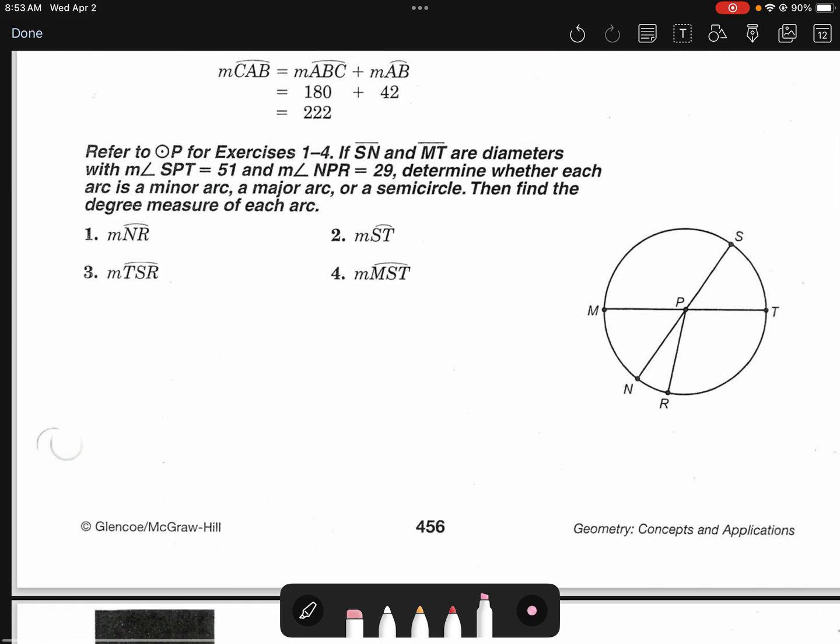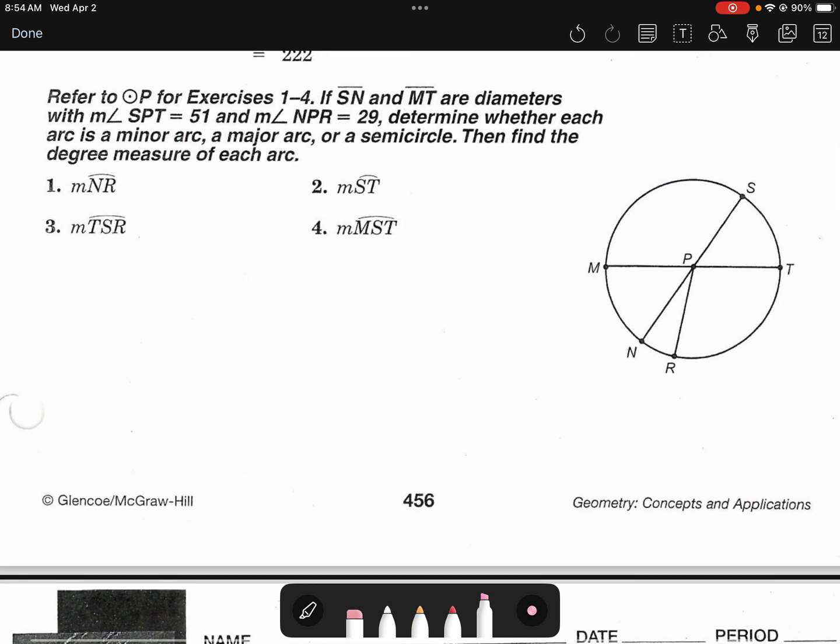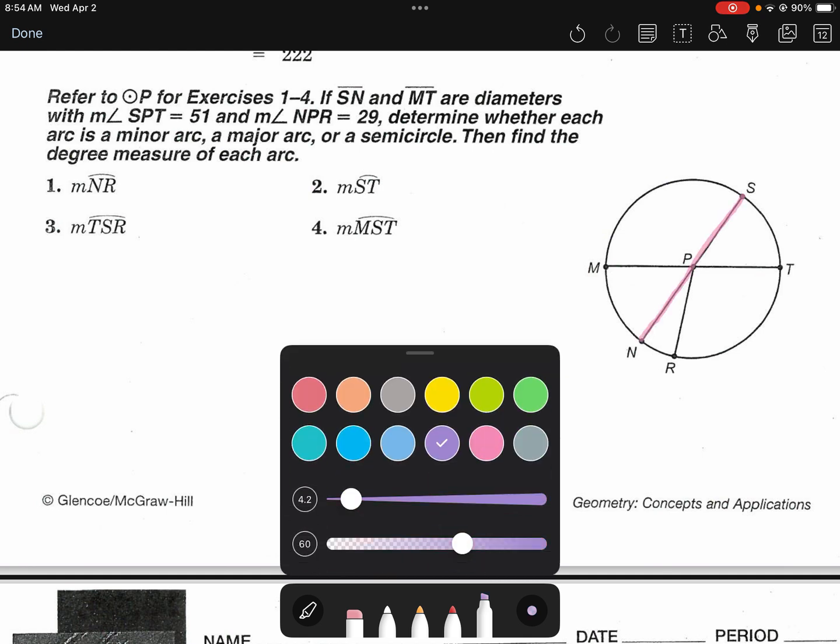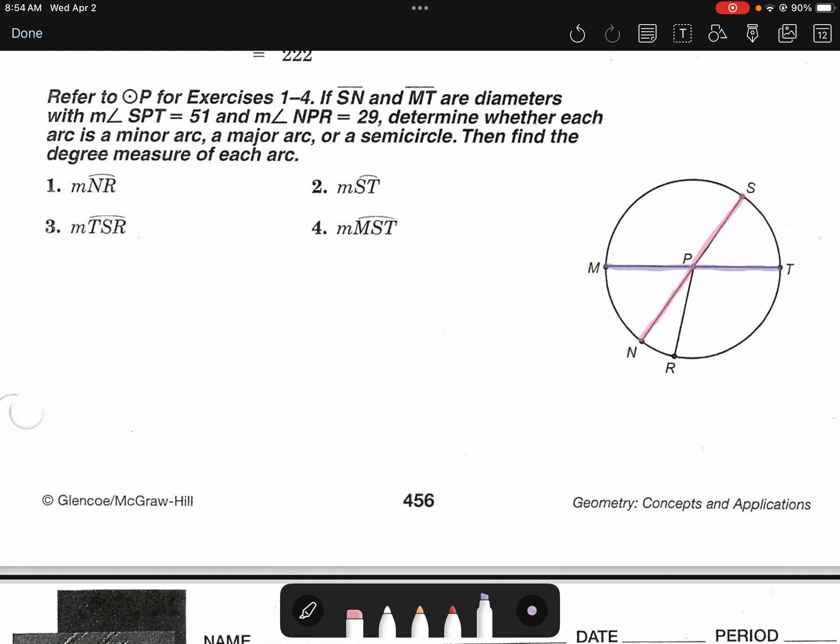Let's look at some examples. Refer to circle P, segment SN and segment MT are diameters. So this segment is a diameter, and this segment is a diameter. That's really important because then that creates semicircles. For example, this arc right here is a semicircle.